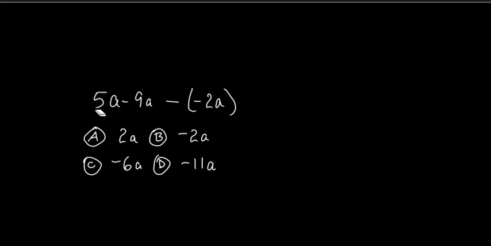All right, so what we have is 5a minus 9a minus the quantity negative 2a. How do we simplify this to get one of these answers? Well, it's pretty easy. We just need to look at what we have here. 5a minus 9a is actually negative 4a. And when we subtract a negative, we get a positive, so positive 2a.